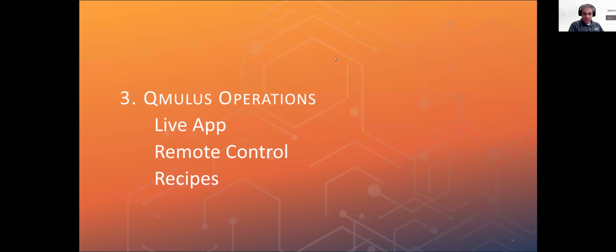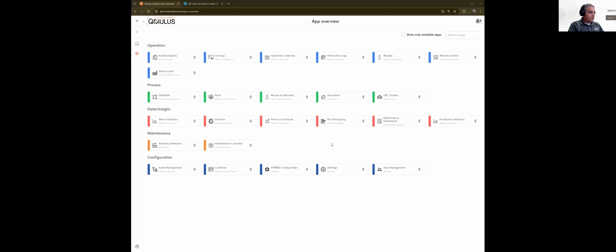All right. So I am now hopefully sharing the screen, right? You do see the HTML QMULUS. I see all of my tiles. I see my groups here, the operation, process, data insight. Those were the groups that Mike mentioned before. And out of all of these tiles, we're really just going to focus on a few today. Basically, that's part of our 5-part series.